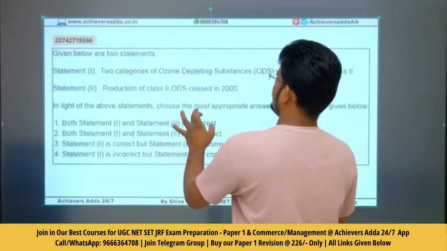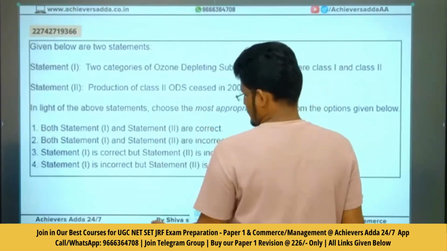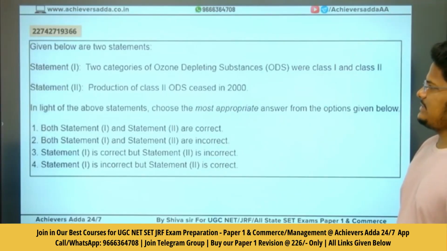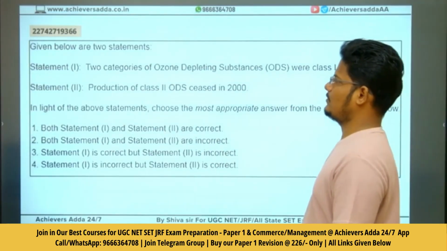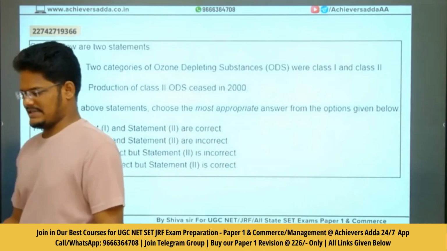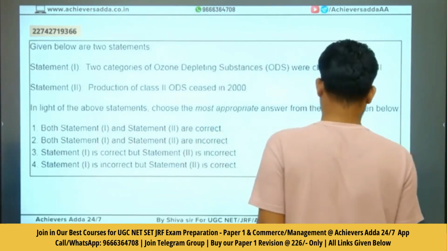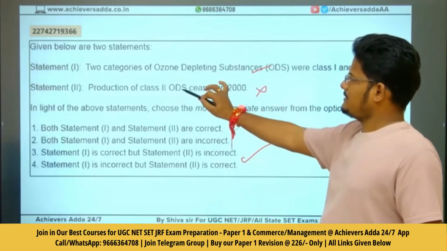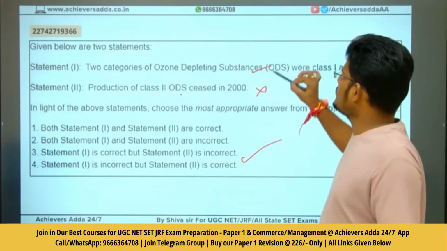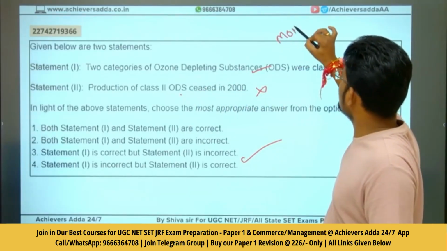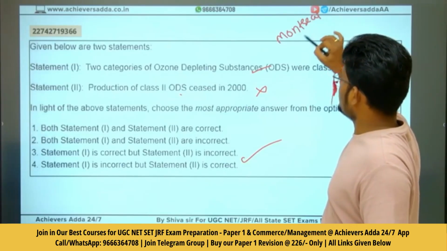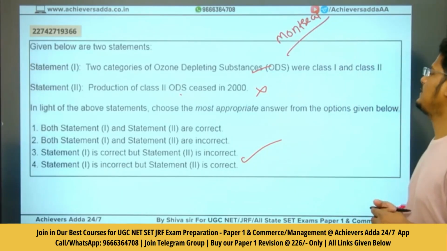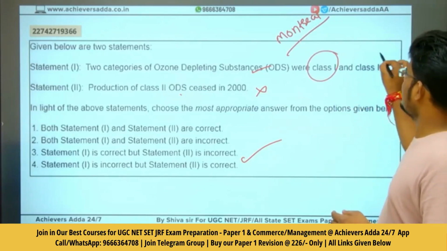Two categories of ODS, those are class 1 and 2. Class 2 are ceased in the year 2000. So which are ODS, ozone depleting substances? One is correct, second is wrong. It is not completely ceased, but for ozone depleting substances there is a schedule under the Montreal Protocol. The Montreal Protocol has a certain schedule to phase out these ozone depleting substances. They are class 1 category and class 2 category.